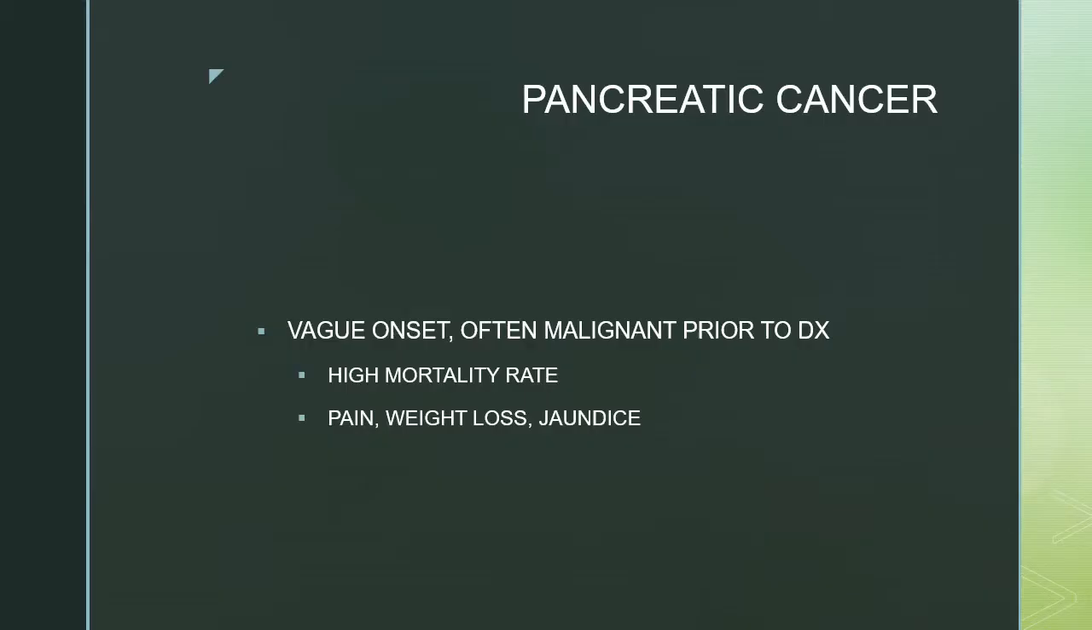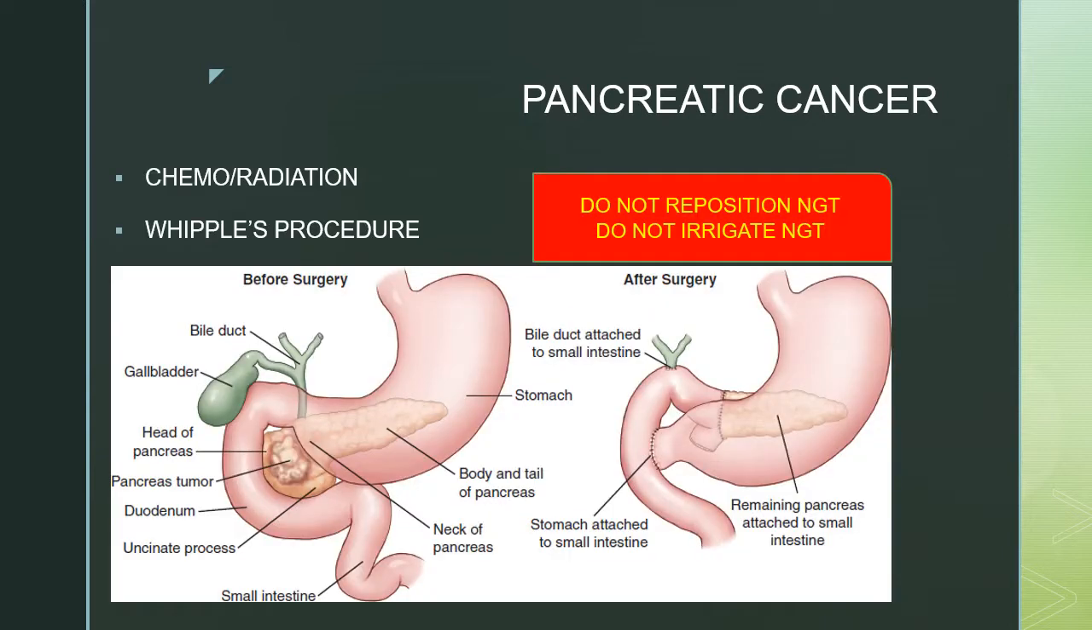Some patients will develop pancreatic cancer. Unfortunately, the onset is very vague, and it's often malignant prior to diagnosis. The mortality rate is very high, and the person usually experiences pain, weight loss, and jaundice by the time it is discovered. The treatment for pancreatic cancer includes chemotherapy and radiation, as well as Whipple's procedure.